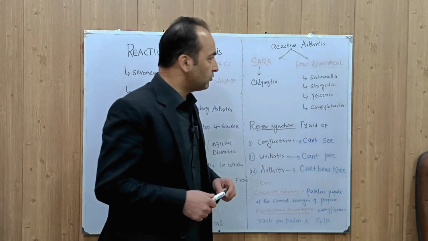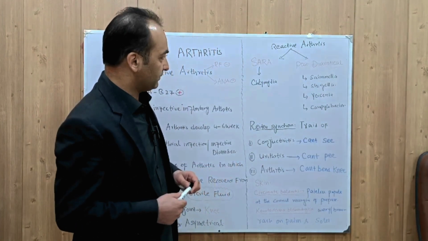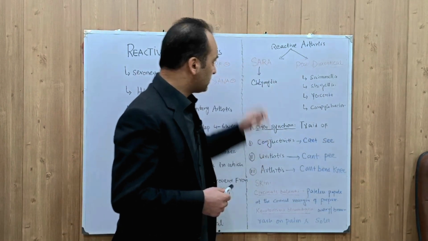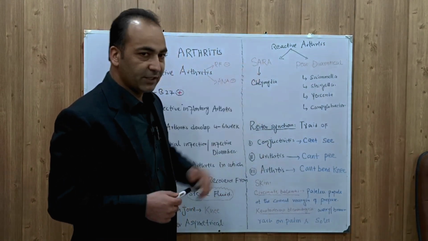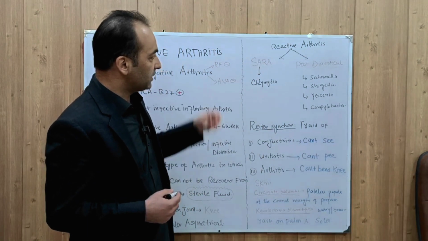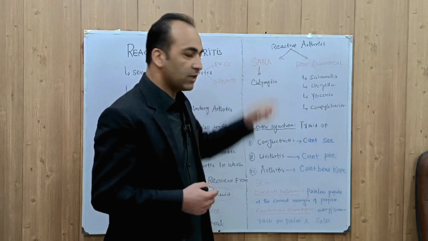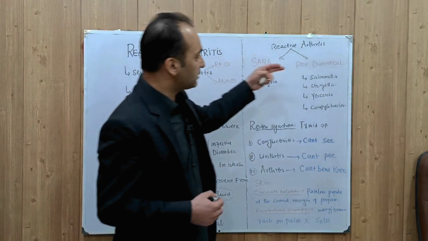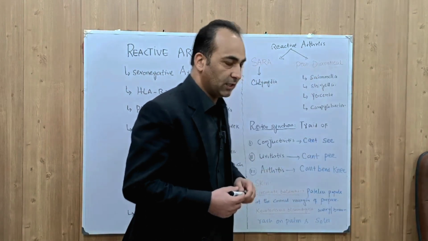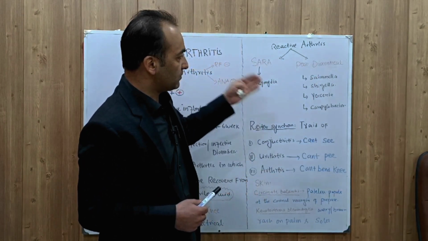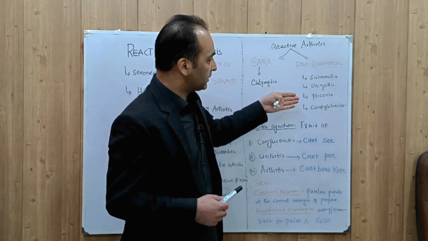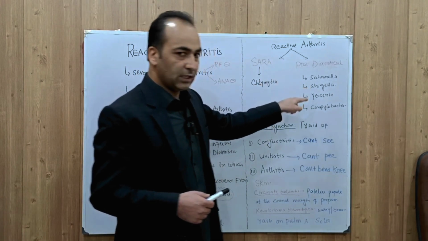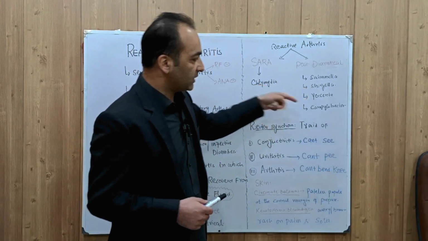Reactive arthritis develops from two types of infection. It can develop from SARA, that is sexually acquired reactive arthritis, and the organism responsible for sexually acquired reactive arthritis is chlamydia. And it can also develop from infective diarrhea. The organisms responsible for reactive arthritis after a diarrheal illness are Salmonella, Shigella, Yersinia, and Campylobacter.